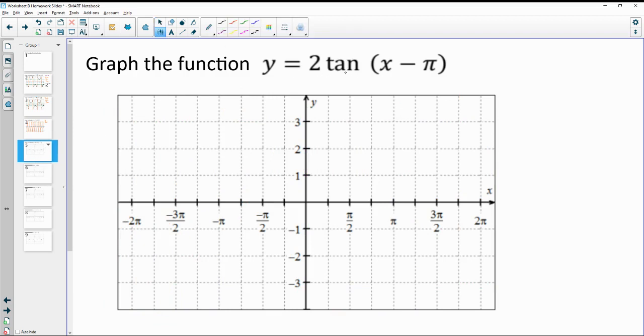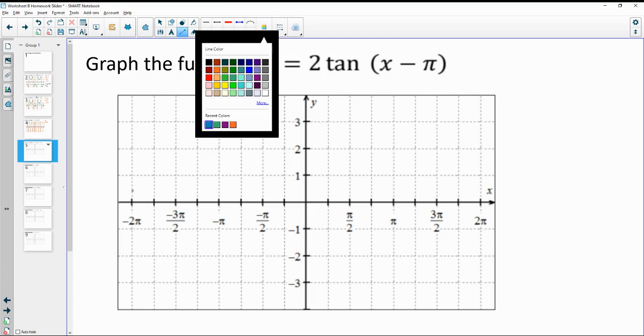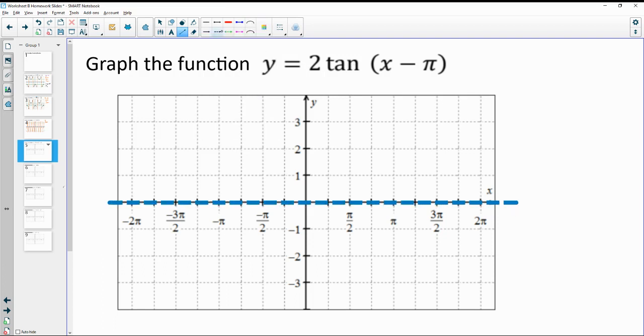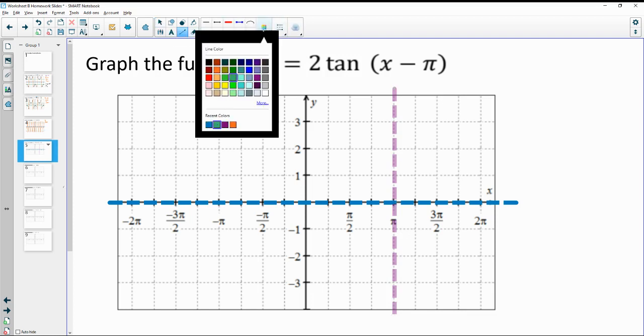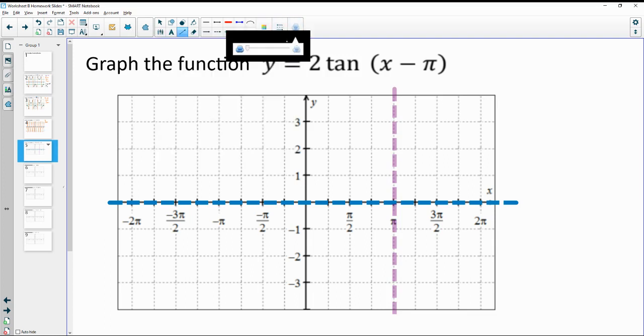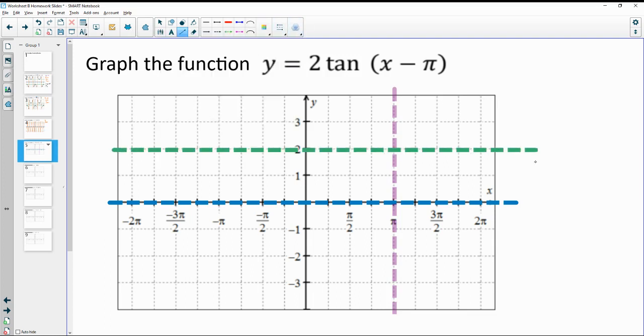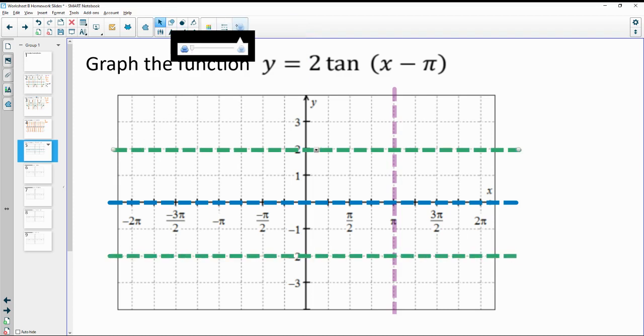So then let's graph 2 tangent of x minus pi. So the vertical shift, again, there's none. So our starting axis is still the x-axis. Then our phase shift is at pi, so positive pi. And then I'm going to make that lighter. And then our amplitude is at 2. So the amp, I'm going to make this light also since these don't act exactly the same way as it did for sine and cosine.